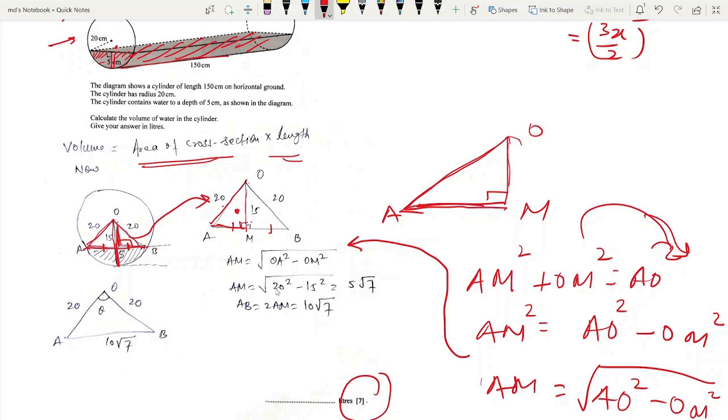OA is 20, so 20 square minus OM 15 square. Just use a calculator, you can get root 5 times root 7. So AM I got, and AM equals MB also. So AB will be AM plus AM, twice of AM, which is 2 times 5 root 7, which is 10 root 7, right? So we got this chord length AB. Do you know why we are going to find this chord length? Because we have to find the area of this part. Area of this part we need to find. So we can find the area of this, I'll explain here.